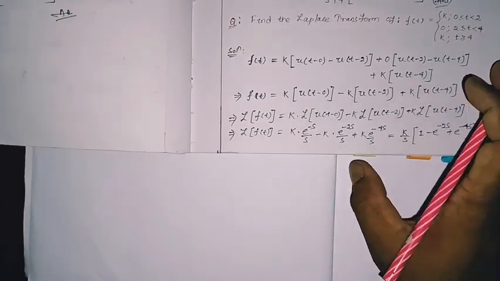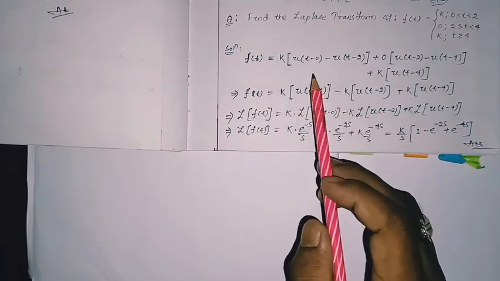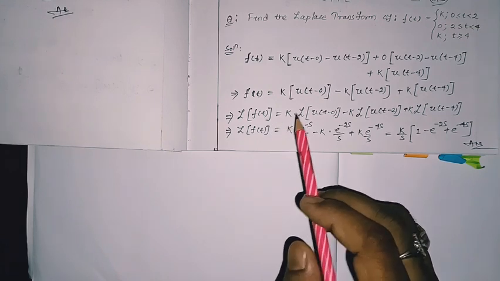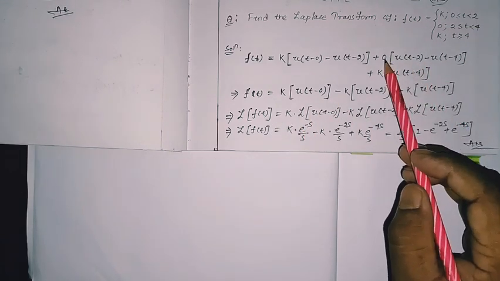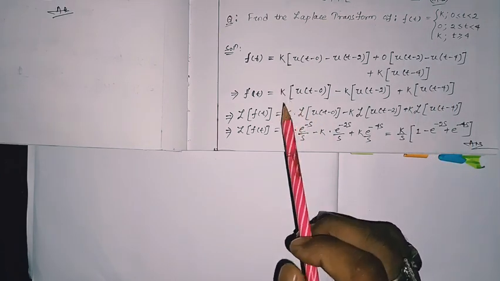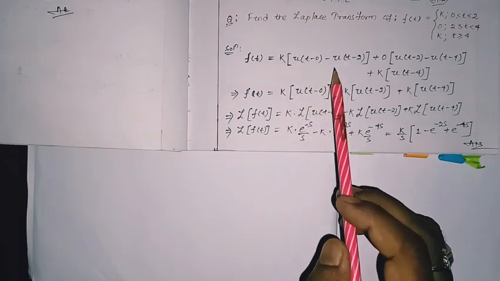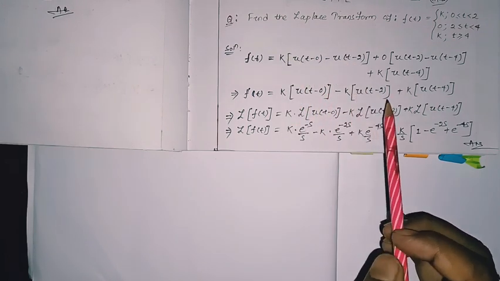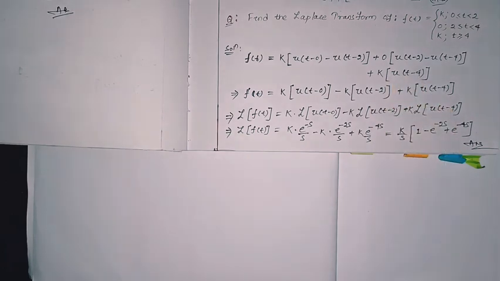Okay. Now f(t) will be k into, here you can see that this entire term will be 0 because it is multiplied with a 0, right? So we found k u(t minus 0), one term. Another term is this one, minus k u(t minus 2). Then the last term is your k u(t minus 4), right?